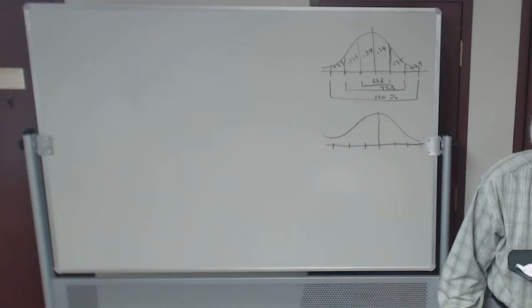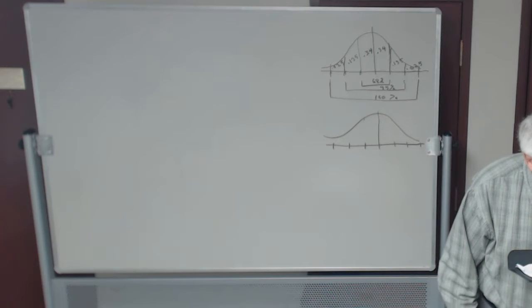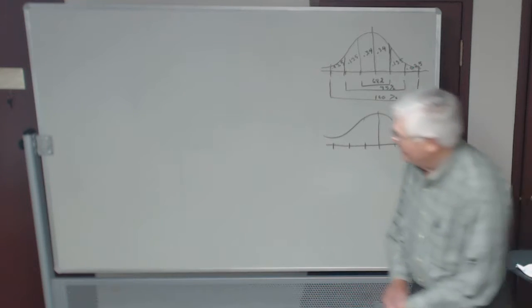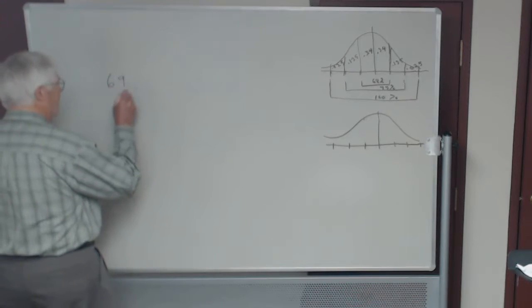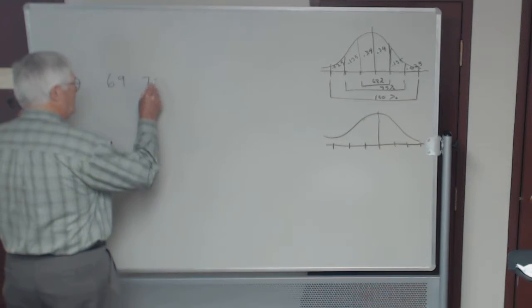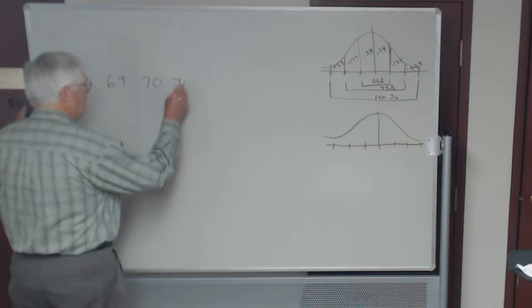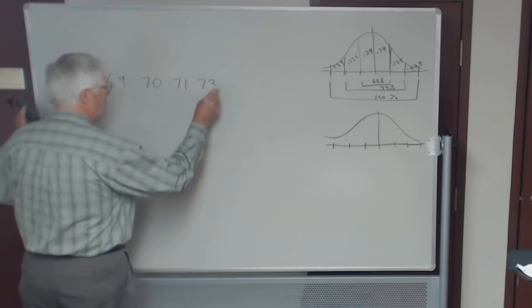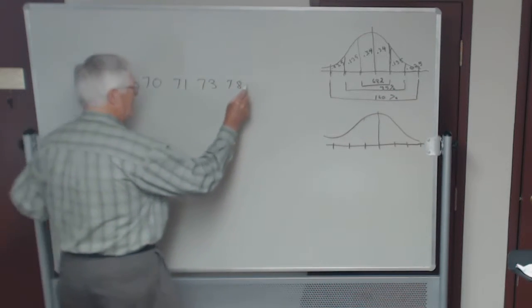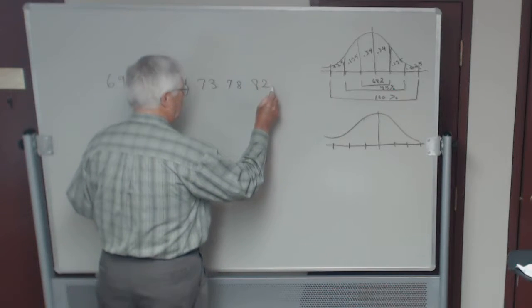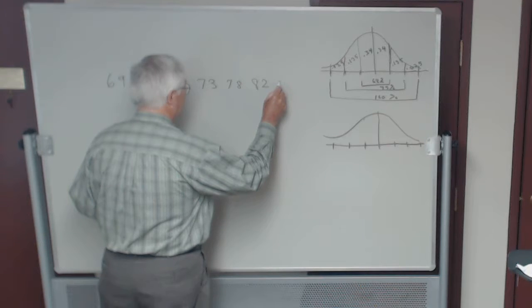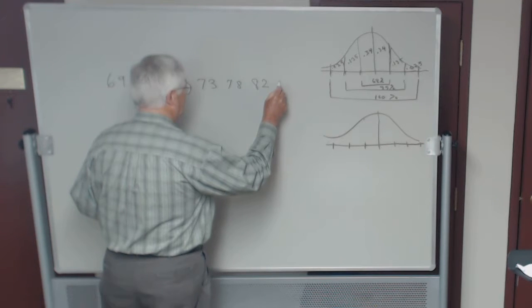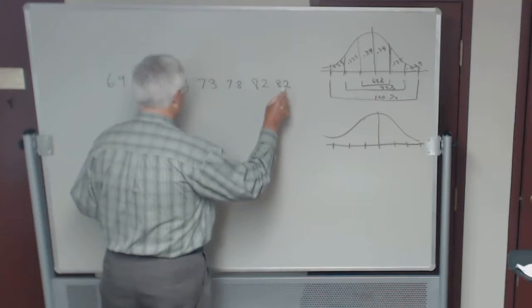Thank you very much. So that means I have to write them. Tell me what to write up here. What's the first one? 69, and then what? 70, 71, 73, 78, 82, and 82. Again, or just once? There are two 82s. Put them both up there.